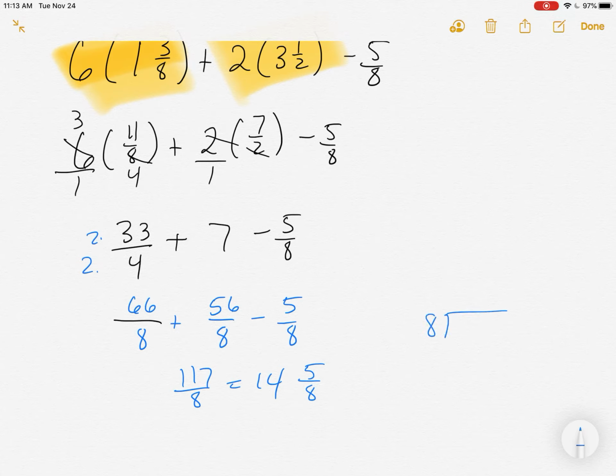So again, I could have done a long division thing or used my calculator. Long division, 8, 9, 10, 11. 8 times 4 is 32, and we'd be off by 5. Okay, so we have 14 and 5/8 as the right answer there. So there is some order of operation problems.